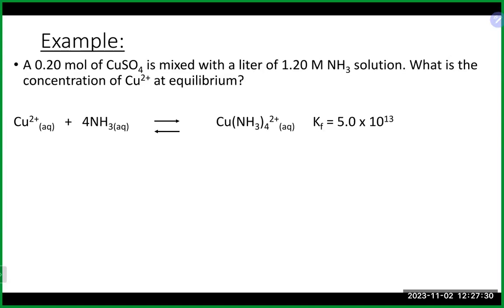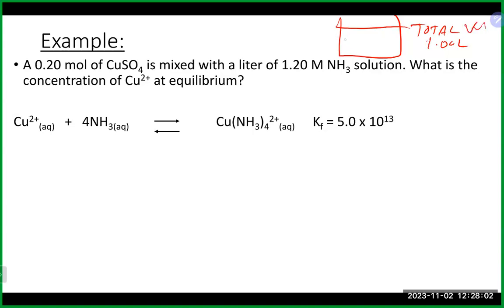So in this case, we're going to take 0.2 moles of copper 2 sulfate mixed with a liter of 1.2 molar ammonia solution. What is the concentration of the free copper 2 at equilibrium? We're basically going to throw everything together, and our total volume is going to be 1 liter.